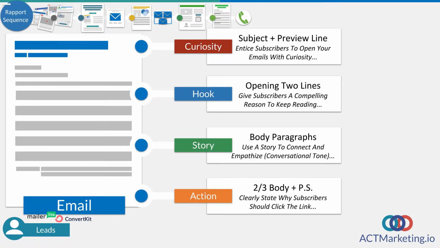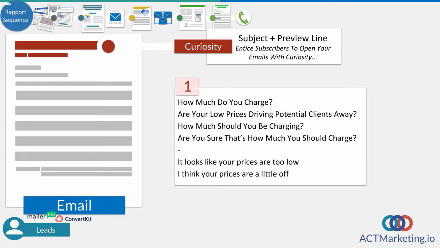So let's go through each one of these individually, and then we'll go through an example. So first we have curiosity. So this is the subject and preview line of your email. The preview line is that text that you can manually edit in your autoresponder.